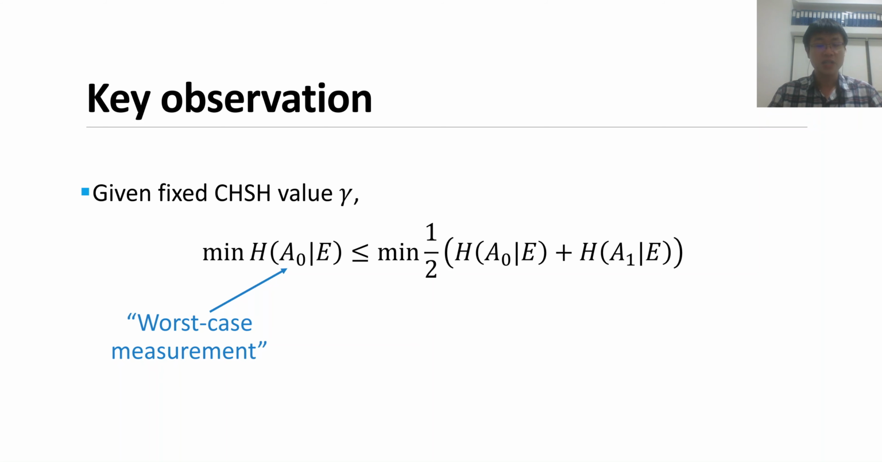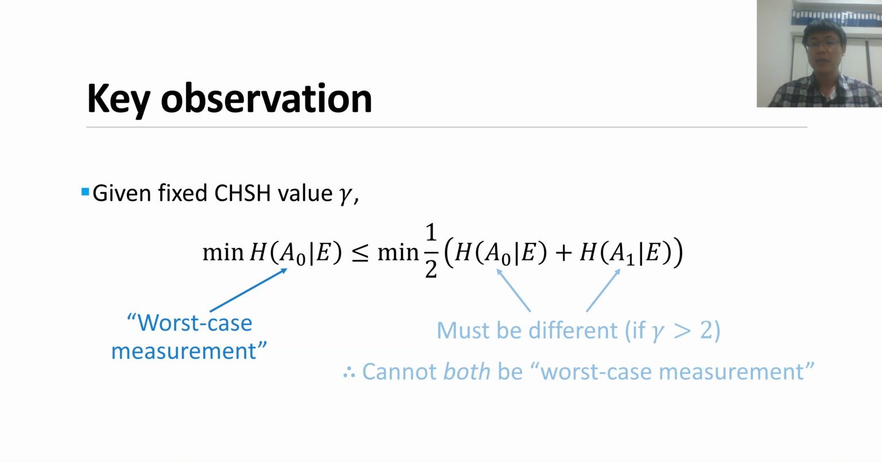But the CHSH inequality has a very important property that if there is any non-trivial violation, if the CHSH value is larger than 2, then the A0 and A1 measurements cannot be the same measurement. And because of this, we can conclude that in particular, they cannot both be the worst case measurement. And because of this, we can expect that the right-hand side of this inequality here will quite often be strictly larger than the left-hand side. And this is the key insight that leads to the improvement in this work.